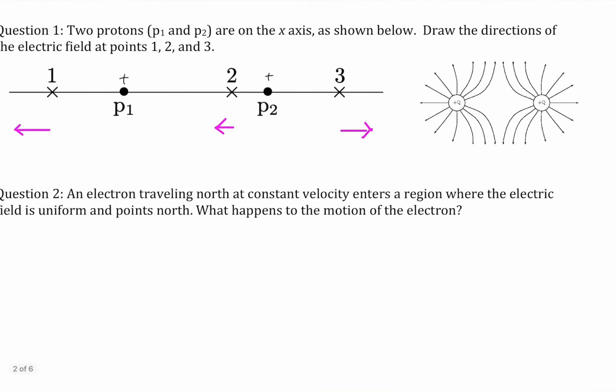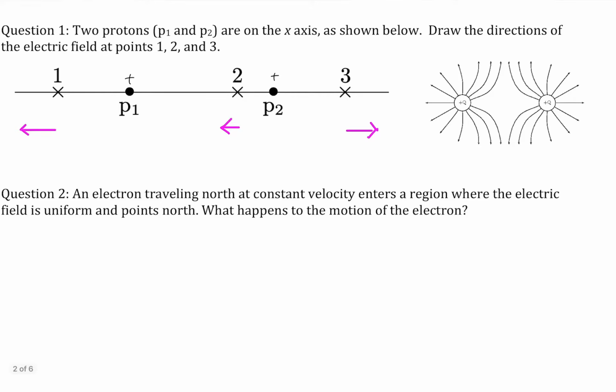Question 2, an electron traveling north at constant velocity enters a region where the electric field is uniform and points north. The north part doesn't matter. I just want to make it clear in your mind. Imagine, everything's pointing north. What happens to the motion of the electron? An electron moving real fast, all of a sudden it enters some space where there's an electric field where before there was nothing. It was just neutral, right? And so all of a sudden it enters this uniform electric field. What happens to the electron?